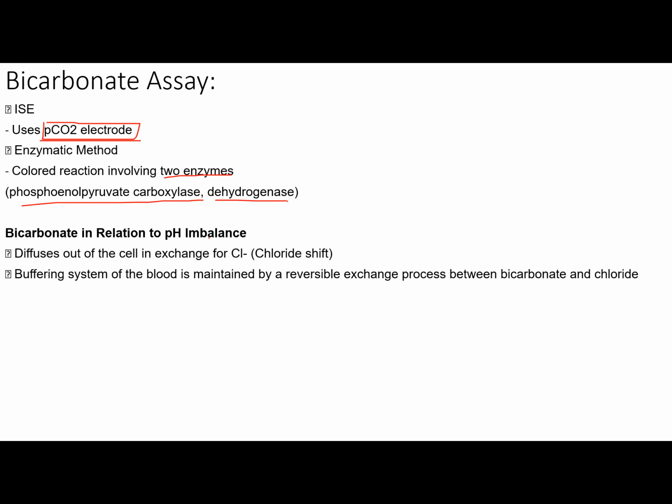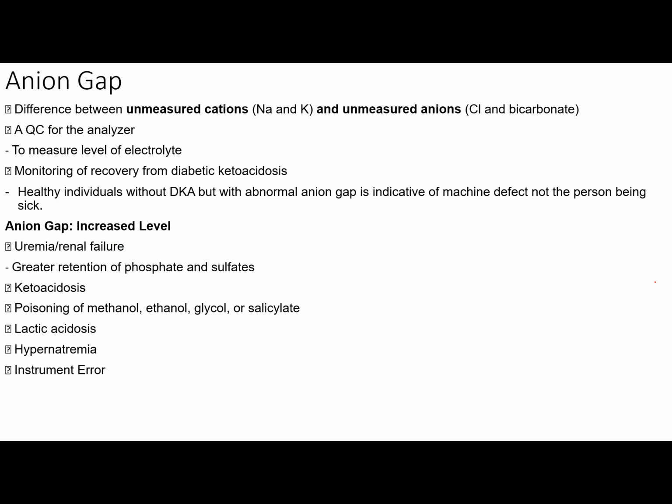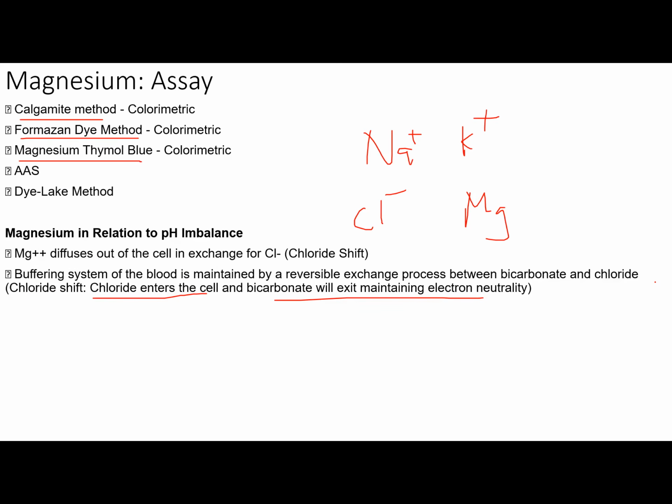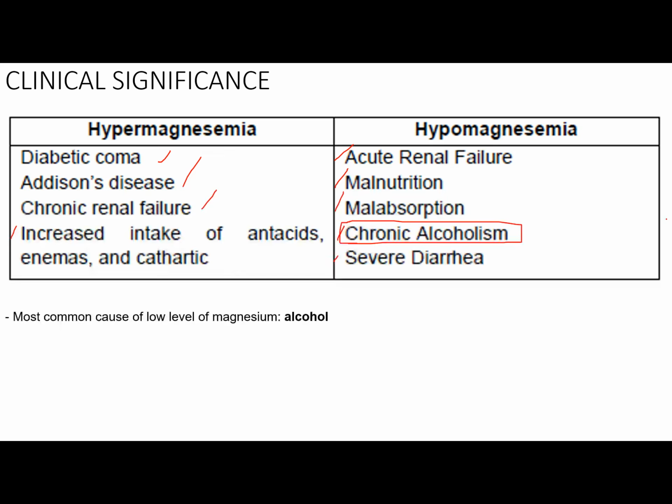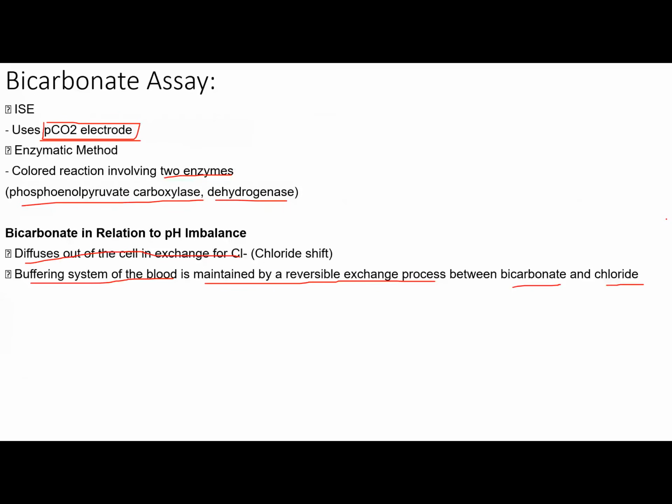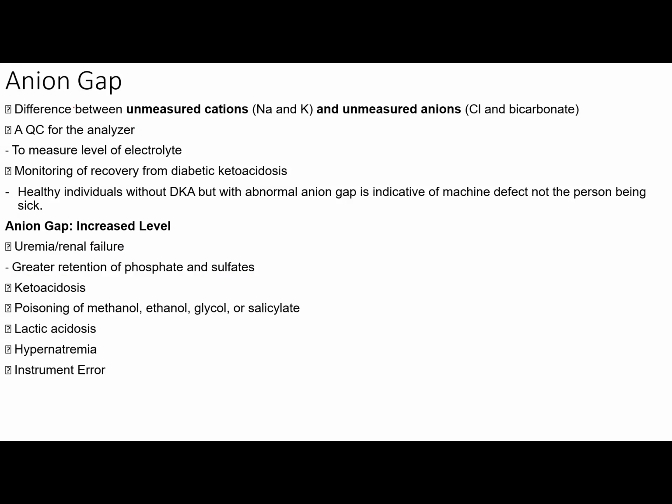Bicarbonate in relation to pH imbalance diffuses out of the cell in exchange for chloride. Buffering system of the blood is maintained by a reversible exchange process between bicarbonate and chloride. So sa chloride shift class, balik lang ako. Sorry. Instead of magnesium, dapat bicarbonate ito. So sila yung nag-shift kapag merong chloride shift. Okay. Now let's go to the last topic.